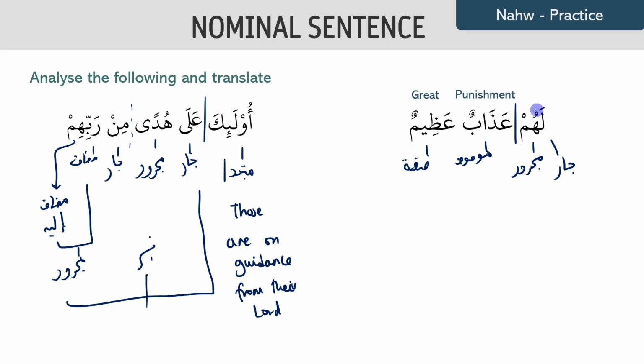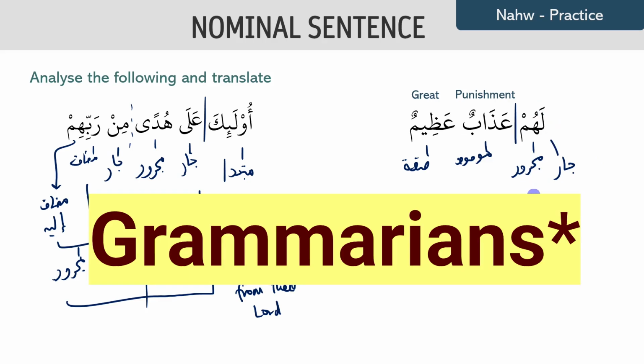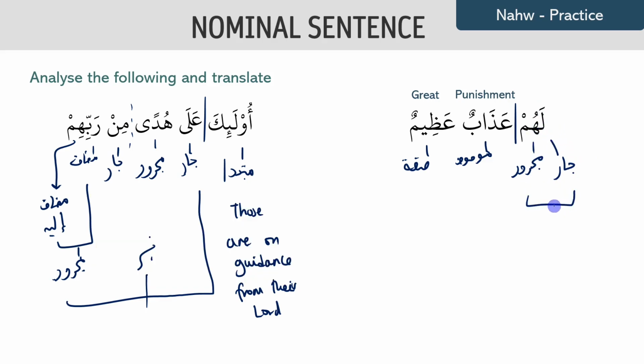Now, can you call lahum a mubtada? You can't. Arabs don't allow that. If you have a huruf al-jar at the beginning of a sentence and it's majroor, they're actually going to be the khabar, and then what comes after them is going to be the mubtada. So actually adhabun azim is going to be the mubtada.